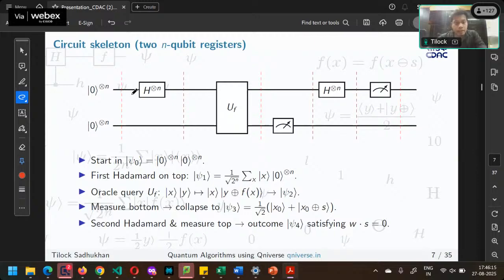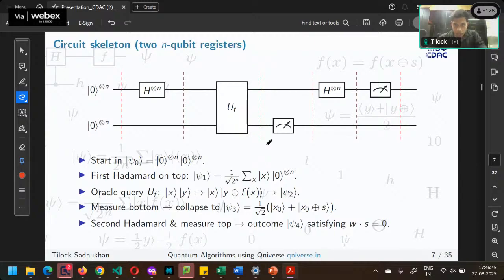And then I'm feeding these two states into an oracle. Now, what is an oracle? An oracle is basically a black box. It is defined in this way: if the inputs are x and y, the corresponding output will be x and y bitwise XOR f(x). So that is our oracle, and that is how it is defined. And the corresponding output is going to be psi 2. So this would be our psi 0 that we have started with. This is psi 1. This is psi 2.